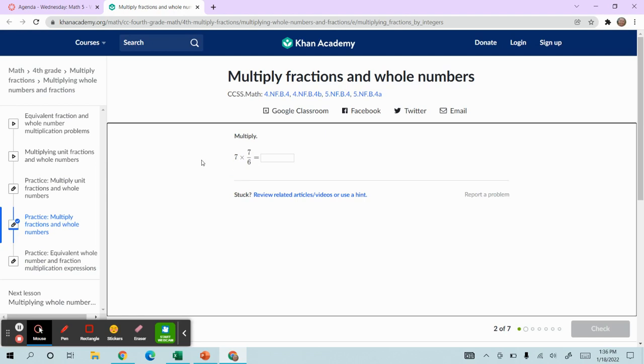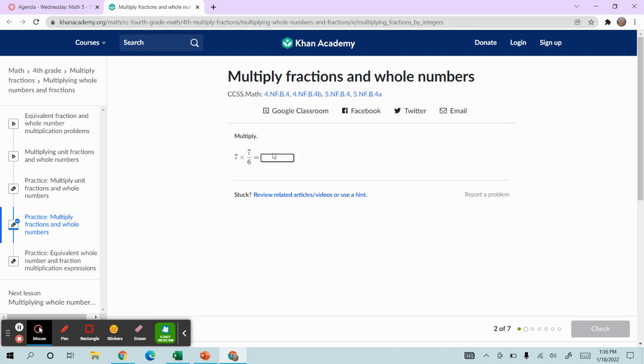And this is a nice little practice session that I found. So there's going to be 7 total questions. You can see down here, 7 total questions. And it's going to ask you to multiply. So remember, this is 7 times 7, which is going to be 49. So I'm going to have 49.